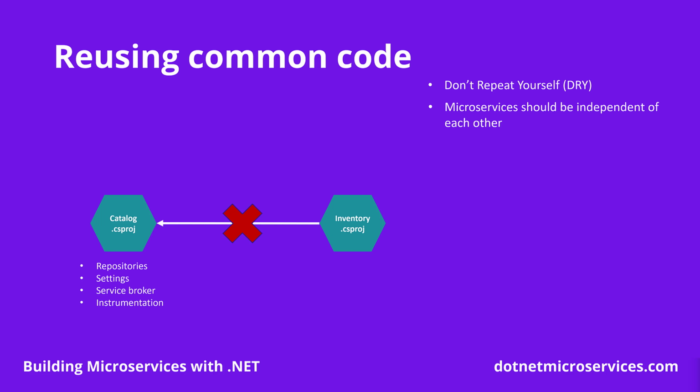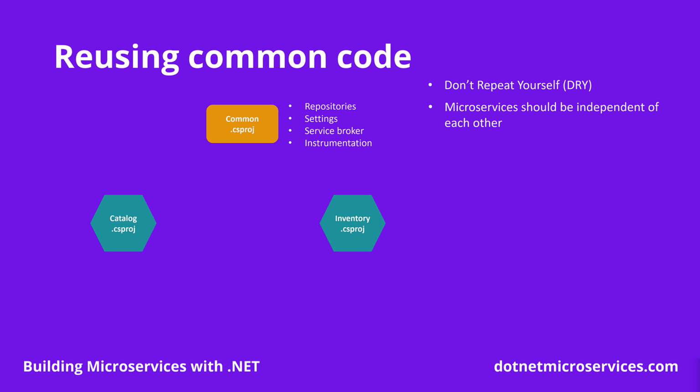We can solve this problem by introducing a new library project that we will call the common library, and then we can extract all the common code into it. The common library becomes the single place where we have all the code that is not specific to any microservice, and therefore is the single place where we will perform any updates to it when needed. But then, how can we make the code in this new common library available to our microservices?